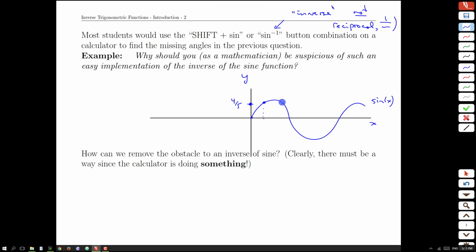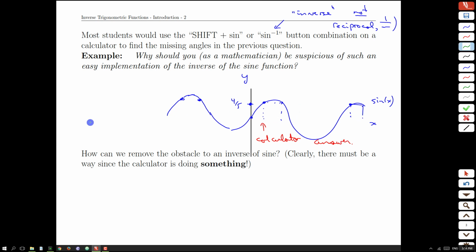Well, there's not just one angle that does that. There's another angle here, and there's another angle here. And in general, there's actually more angles back here as well that we could have used. And yet the calculator is only giving us one of these. The calculator answer here is one of these infinite number of choices.